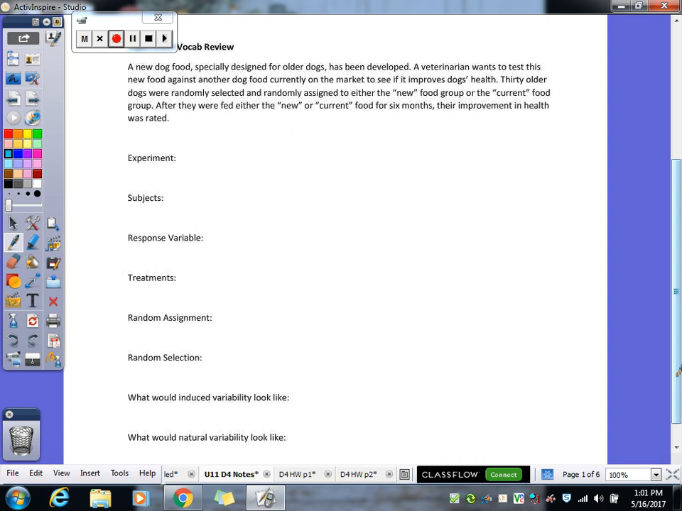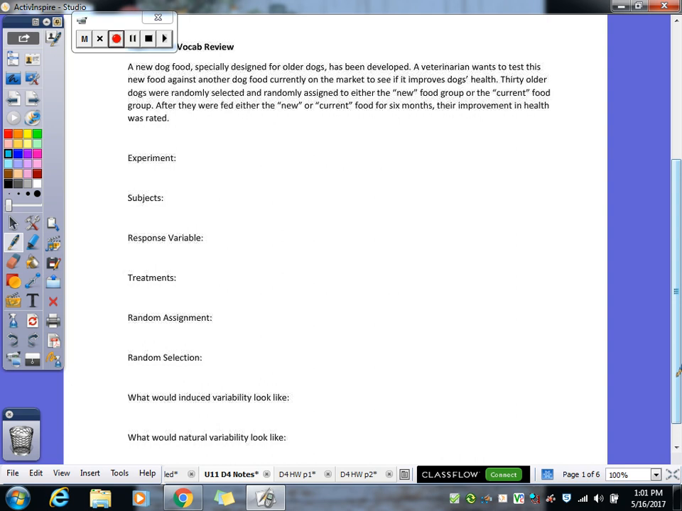We have a new dog food, specially designed for older dogs, that has been developed. A veterinarian wants to test this new food against another dog food currently on the market to see if it improves dogs' health. So 30 older dogs were randomly selected and randomly assigned to either the new food group or the current food group. After they were fed the new or current food for 6 months, their improvement in health was then rated to see which one did better.